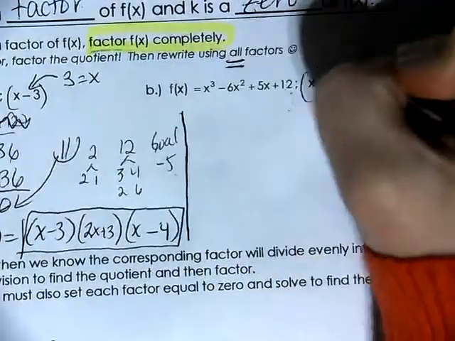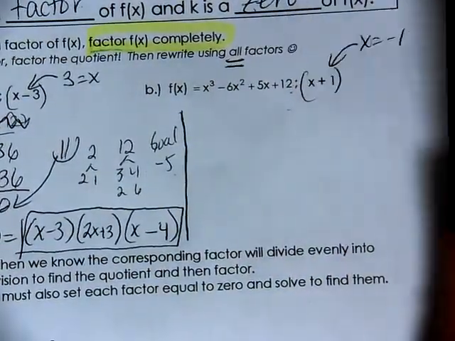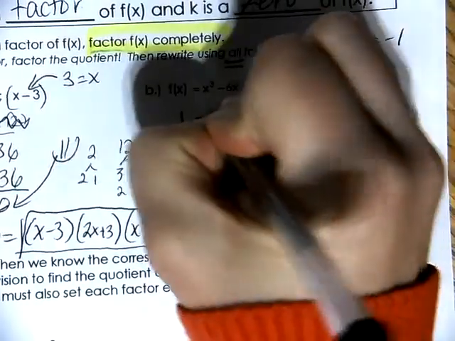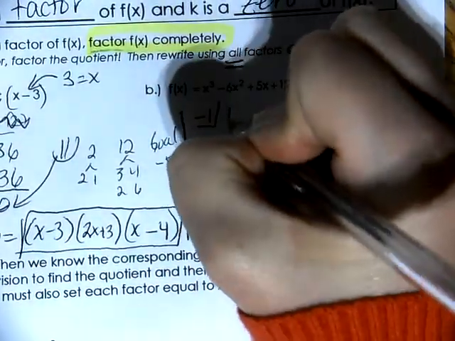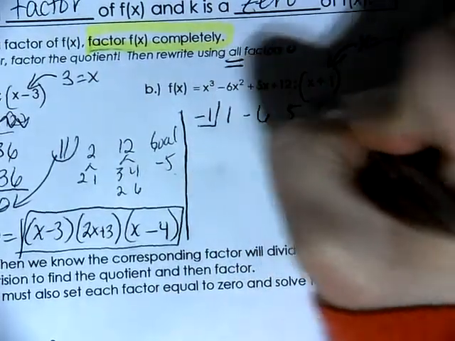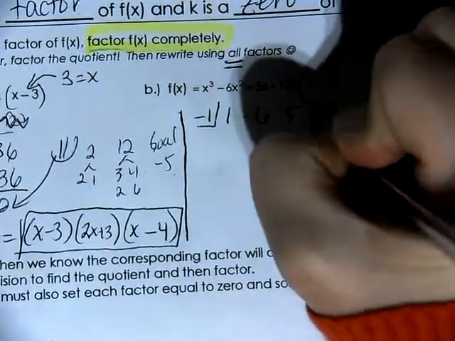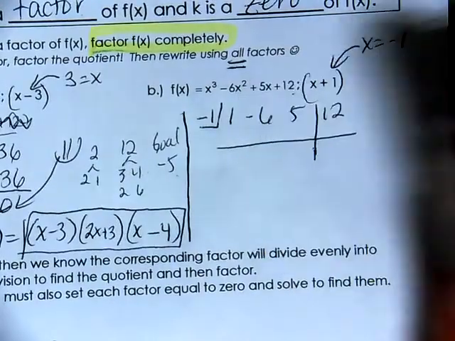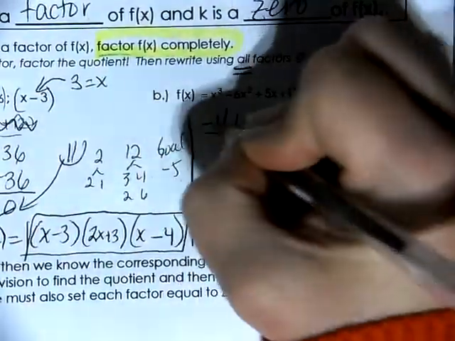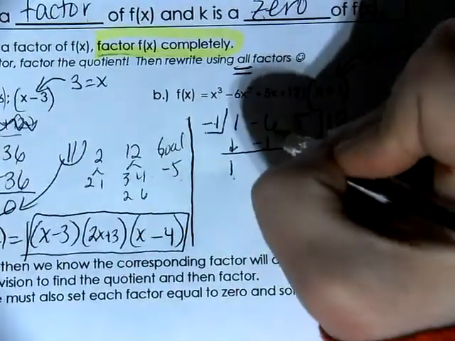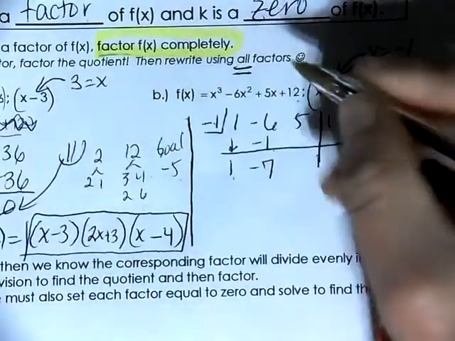So I'm going to put negative 1 into my little box. And I'm going to write down all of the coefficients. So 1, negative 6, 5, and 12. Vertical line, horizontal line, and I'm going to do synthetic division. Bringing down the 1, negative 1 times 1 is negative 1. Negative 1 minus 6 is negative 7.